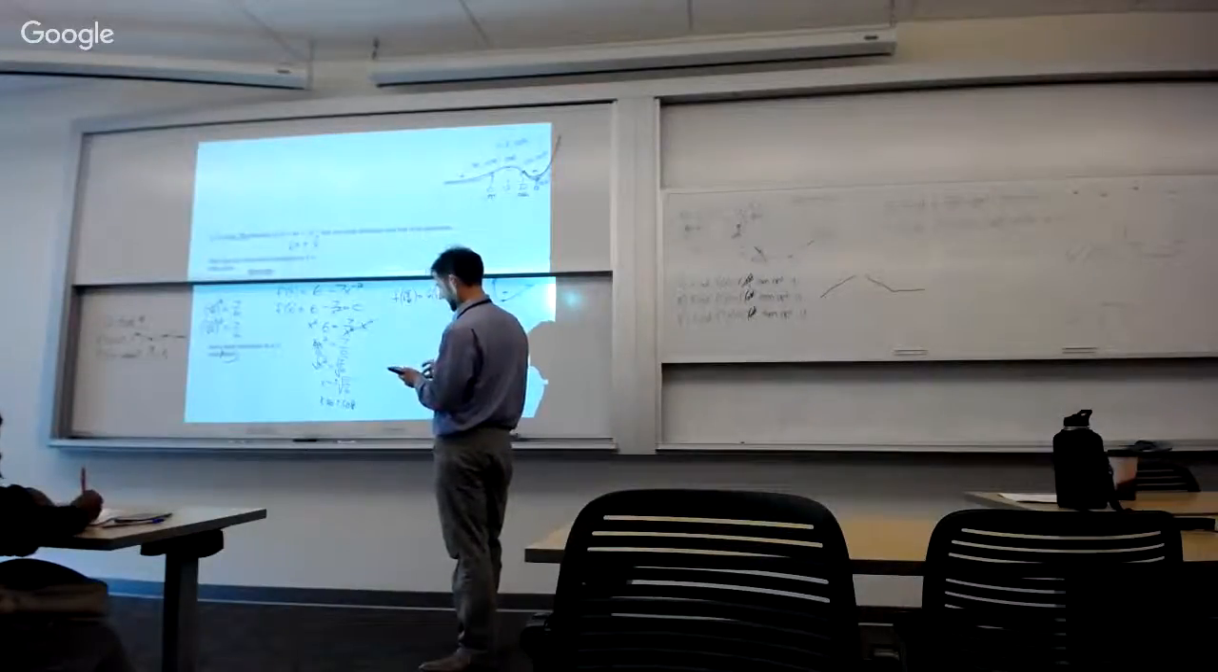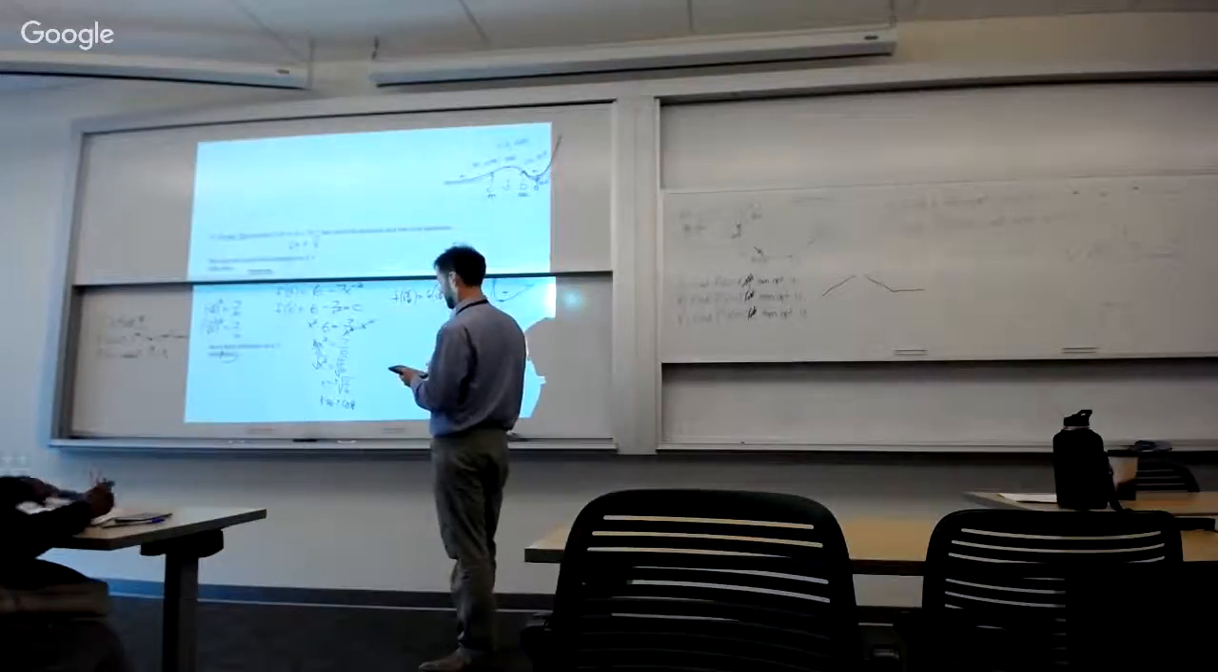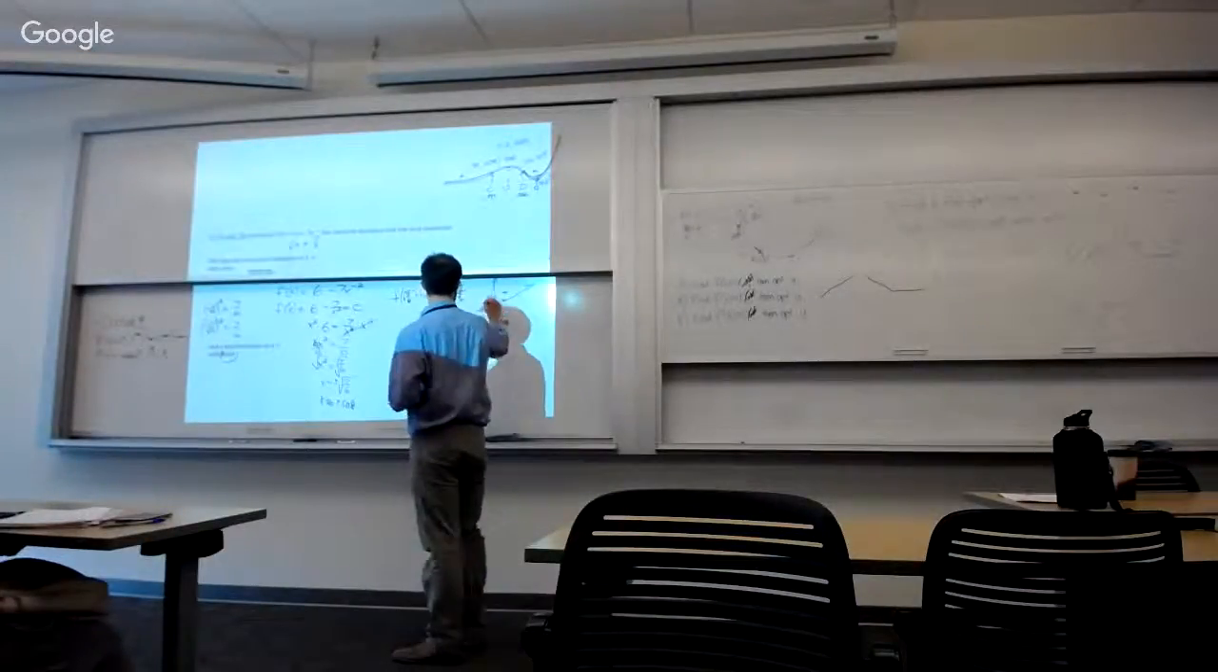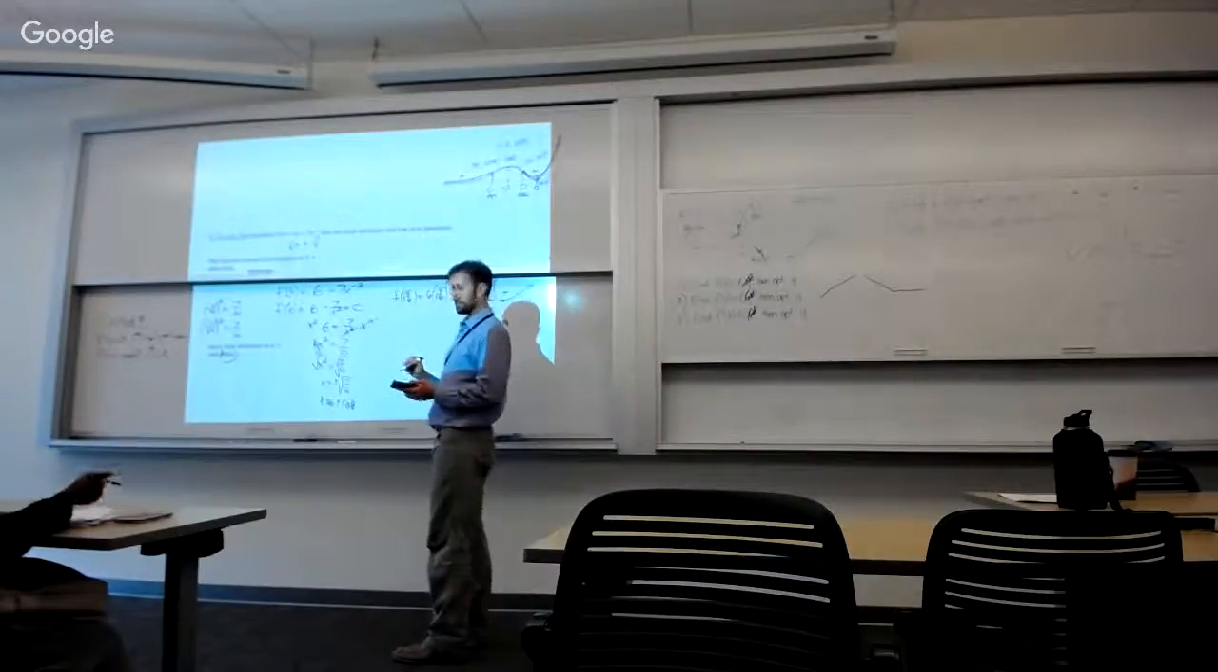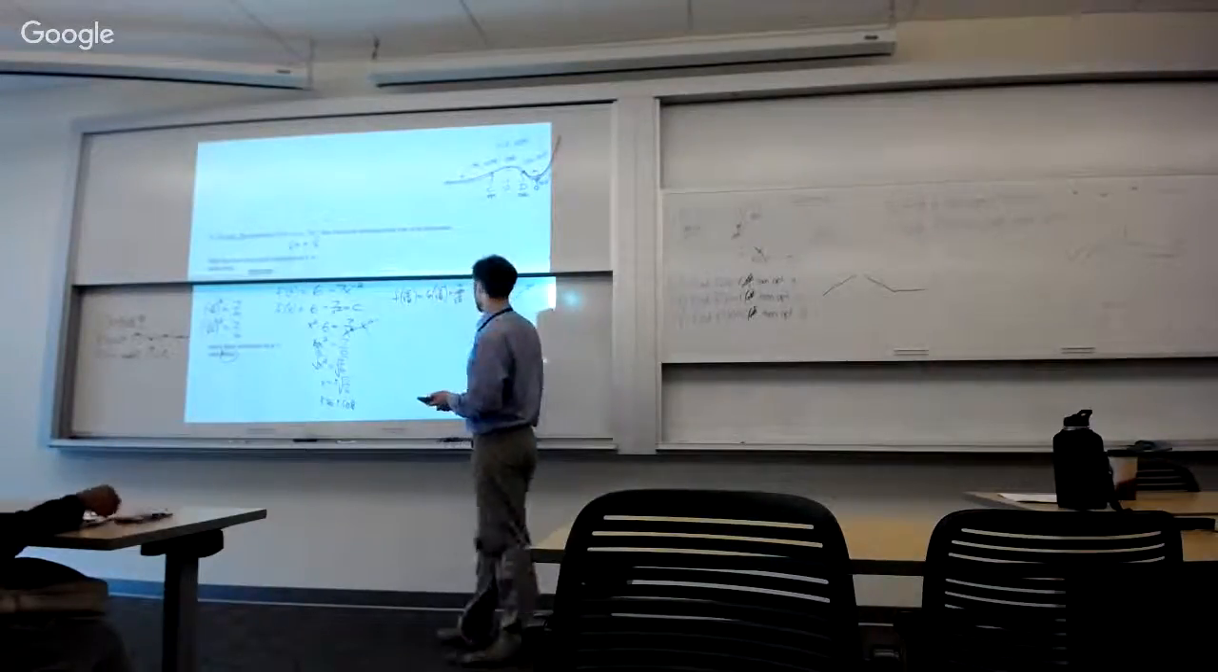So you have 6 times that thing plus 7 divided by that thing. And I got 12.96. Did anyone else get 12.96? Oh, good.